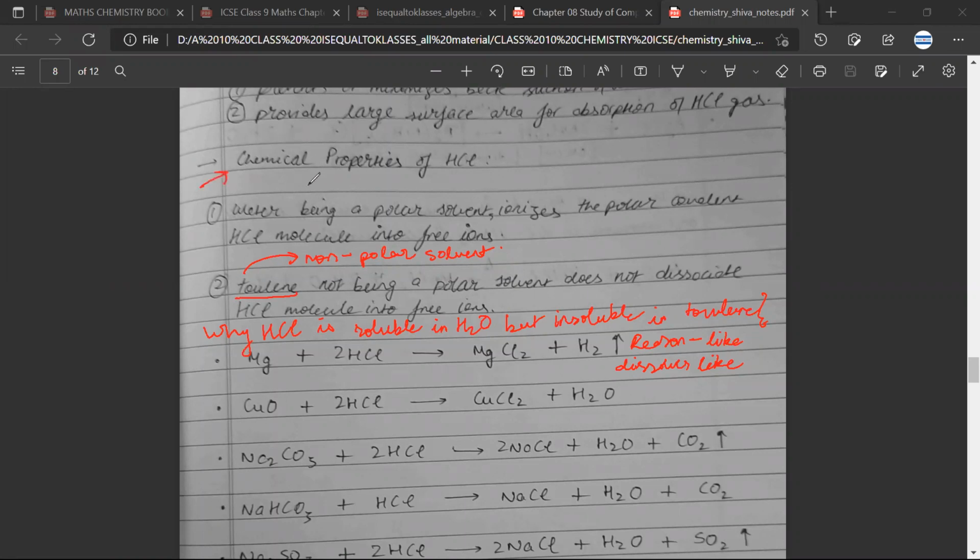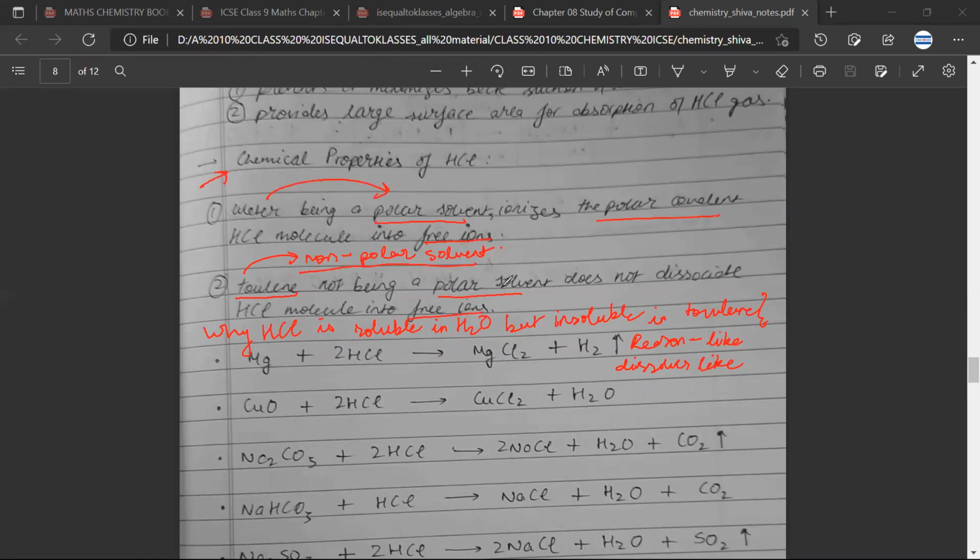So, chemical properties of HCl. The first property is water being a polar solvent. Water being a polar solvent, this is very important, ionizes the polar covalent HCl molecule into free ions. But toluene, a non-polar solvent, not being a polar solvent, does not dissociate HCl molecule into free ions.